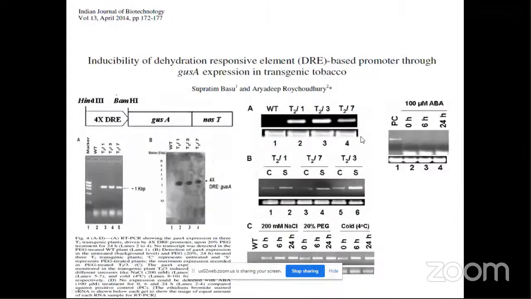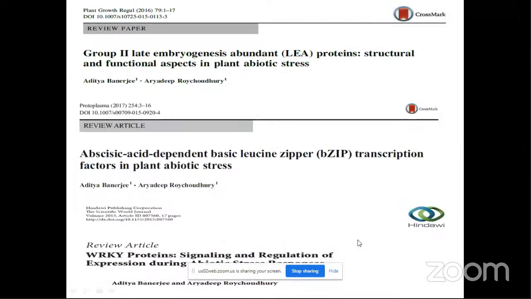In a similar fashion, we also went for the DRE based promoter. I'm not going into details because this is the dehydration responsive element promoter, which is not induced by ABA, but responds to NaCl and PEG or even cold stress. So we published those papers.